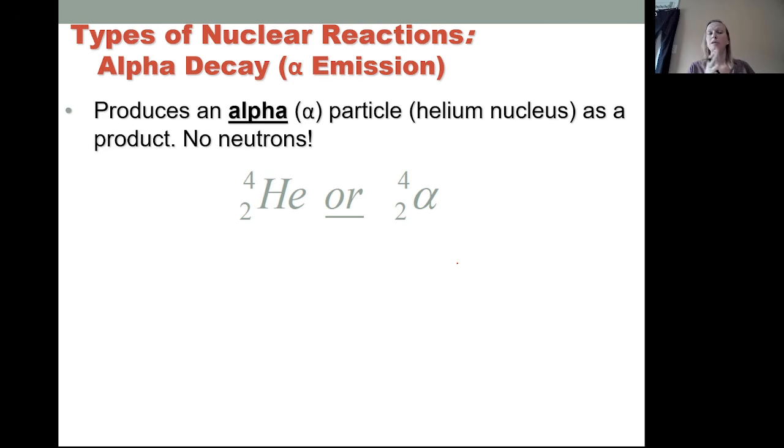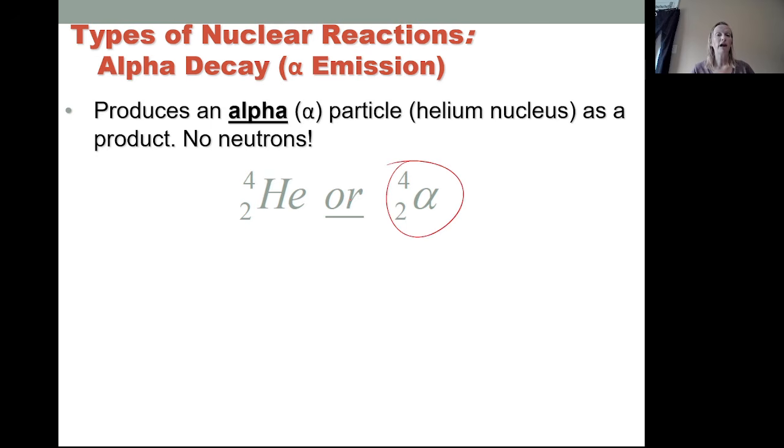So let's look at how these types of nuclear particles appear in different types of nuclear reactions. The first type of nuclear reaction we're going to look at is called alpha decay or alpha emission. And not surprisingly, this type of decay produces alpha particles. That's how you can identify what they are.